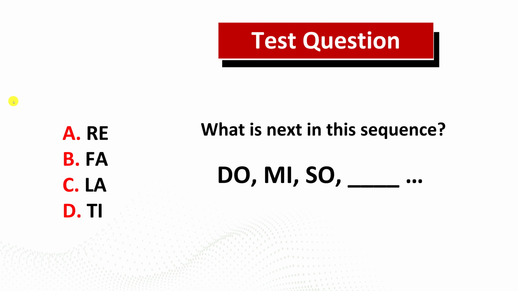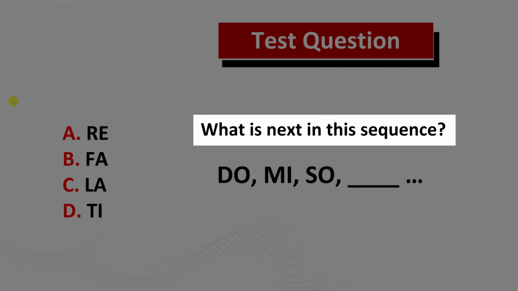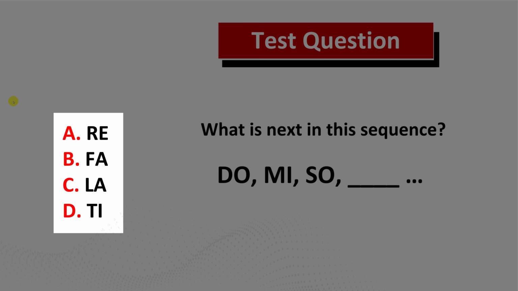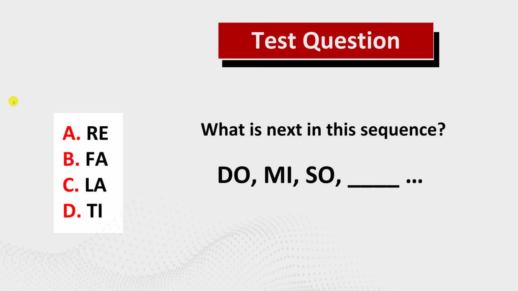And now here's the question for you to try. What is the next item in the sequence? And you have series of items: do, mi, so, and then the next item that you need to determine. And you have four choices: re, fa, la, ti. Do you think you know the answer? Feel free to pause this video and try to solve it.